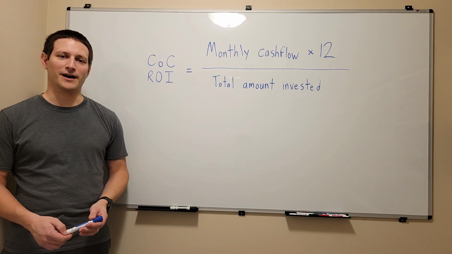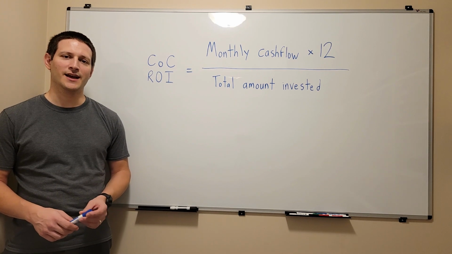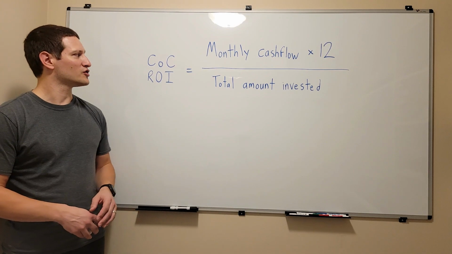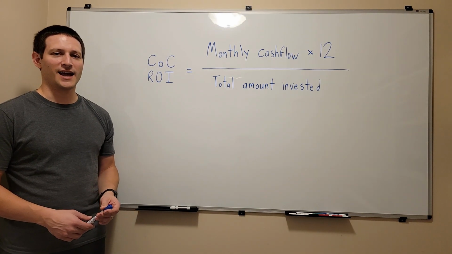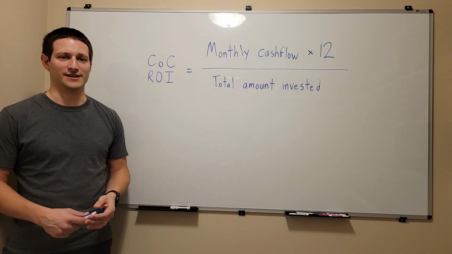And then we'll also talk about how to take two different deals, maybe different price points, different amounts of renovations needed, and determine which one would be a better investment based on this equation. So the equation, your cash on cash return on investment, is looking at the amount of cash flow that you're getting for every dollar that you invested.